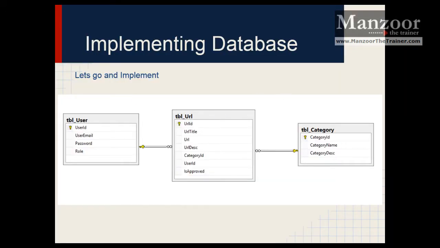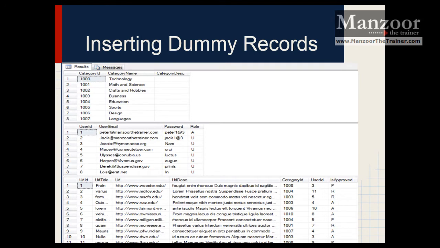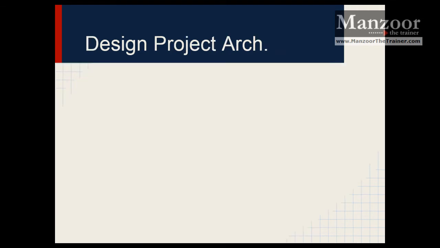Finally, we have implemented this database, and we also saw a few records that we inserted. And this is basically an important thing, and many developers miss doing this, or simply think that this is a waste of time. But to get a proper output and to have good unit testing, you need good and meaningful dummy records. Now we are ready with our database.